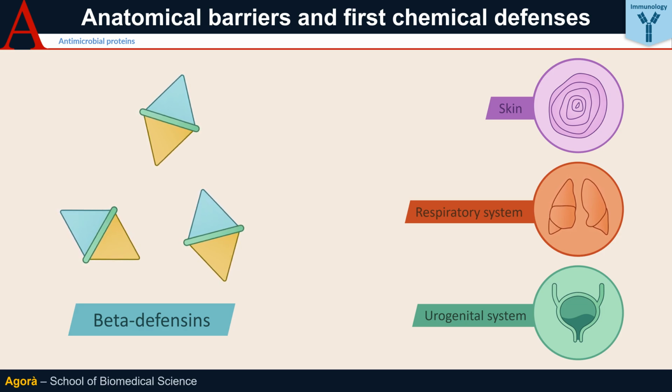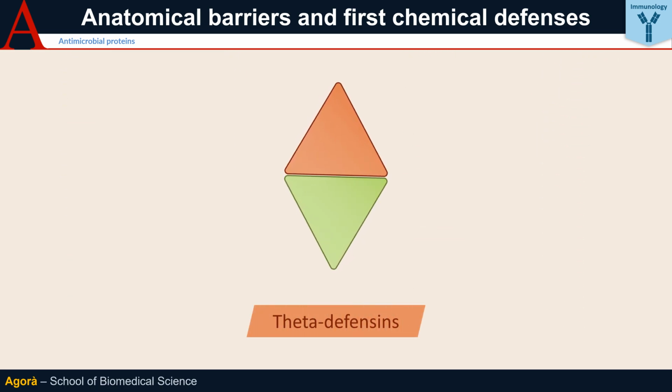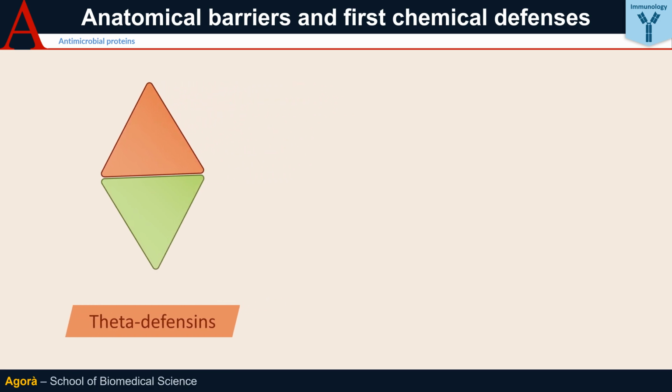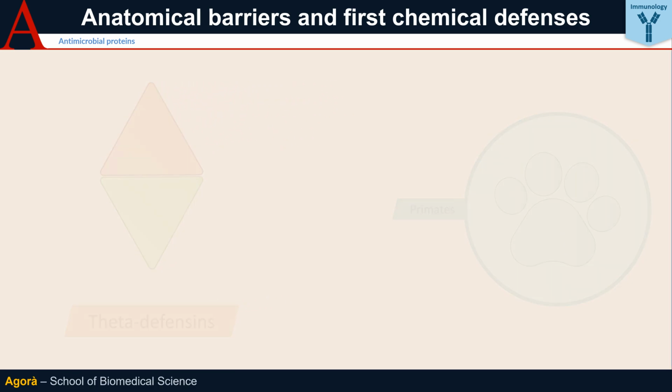In the lungs, beta defensins are present in pulmonary surfactant, a fluid that maintains alveolar integrity and prevents collapse. Finally, theta defensins are unique to primates. Now let's turn to cathelicidins.